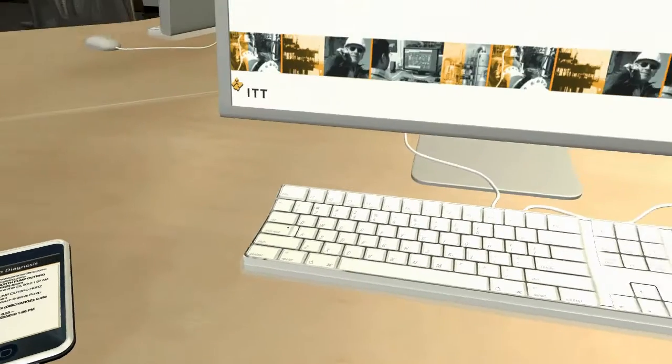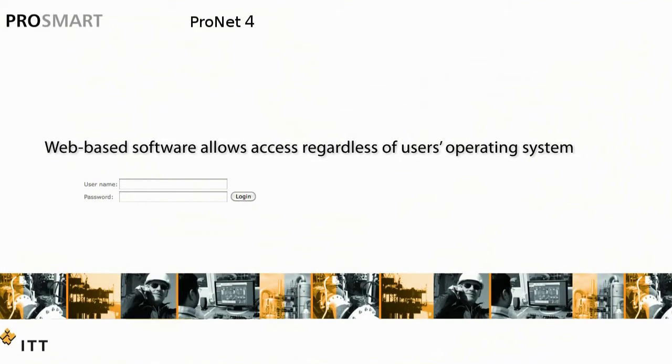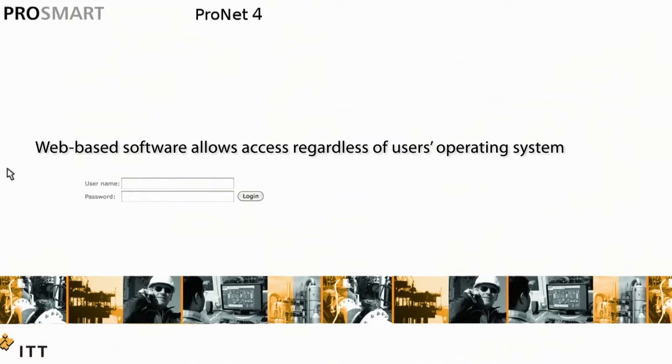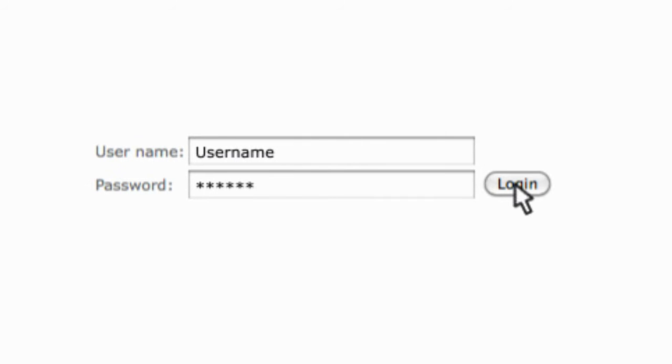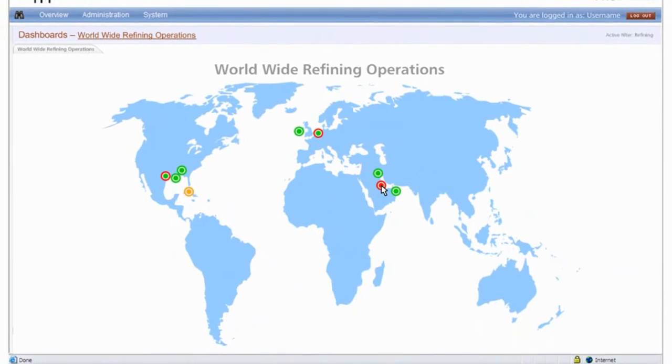Once an alert is received, you can log into ProNet and analyze the data. There is no need to install any special software or hardware to view and analyze data. All you need is internet access. Each user has a secure login. No matter where you are or where your equipment is, you can analyze your equipment's health.